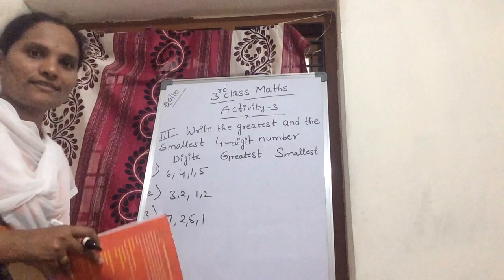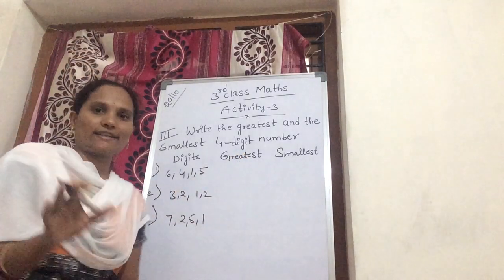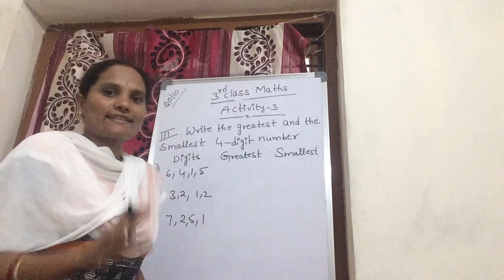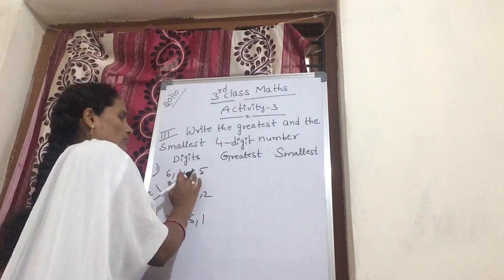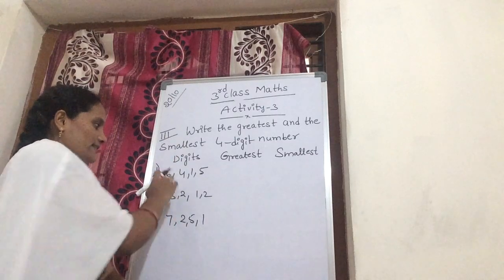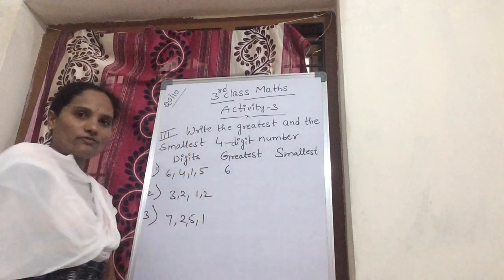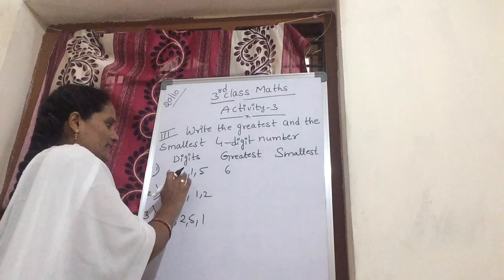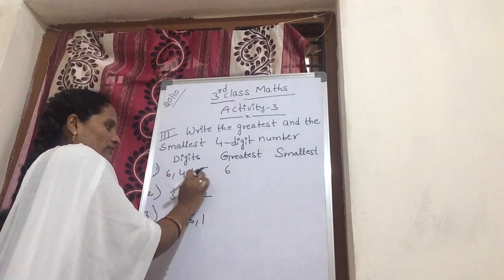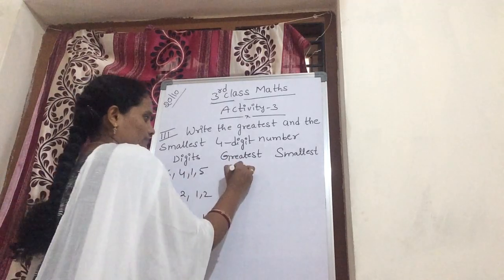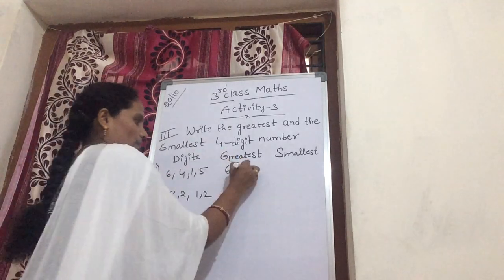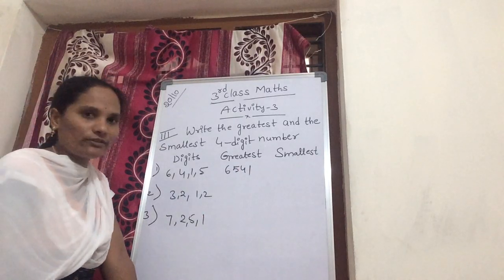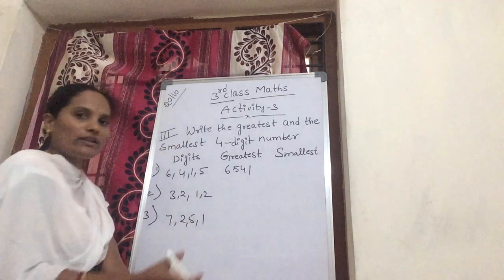You need the greatest number first. So, in the given digits, which one is the first greatest digit? You find out that 6, 4, 1, 5. So, which one is the greatest? 6. You should write 6 first because you need the greatest number. Next 4, 5, 4, 1, 5. Which one is greatest? 5. Next 4. Now the last one. What is the greatest number? 6,541.